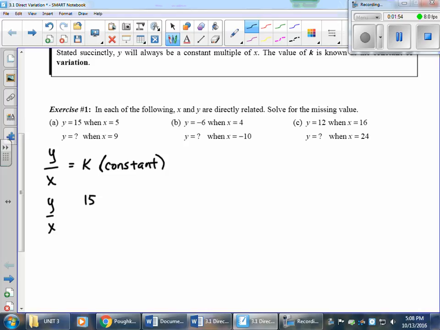So 15 over 5 is equal to, create a proportion, y, we don't know what y is, so we just leave it as y when x is 9. So if you take a look here and you cross multiply, we get 5y is equal to 15 times 9, which is 135. Divide both sides by 5, and y is equal to 27.